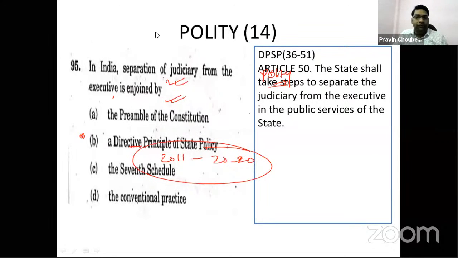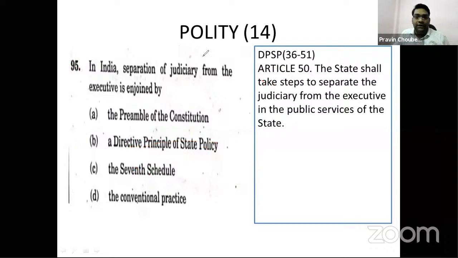This is set C, question number 95. Let's see the first question. What is the question asking? In India, separation of judiciary from the executive is enjoined by. Most of you know the answer. What would be the correct answer to this question?